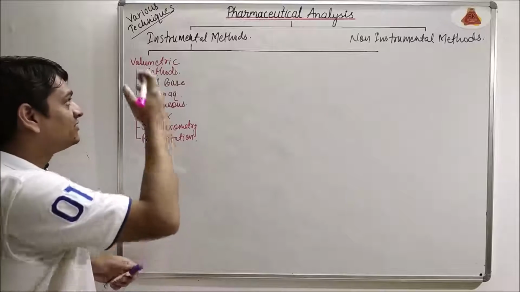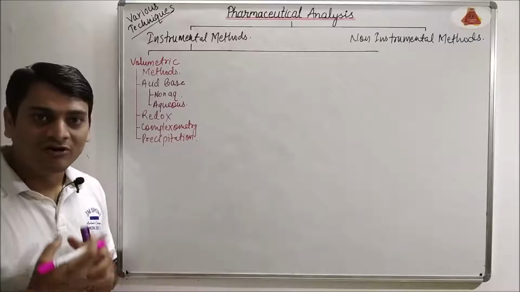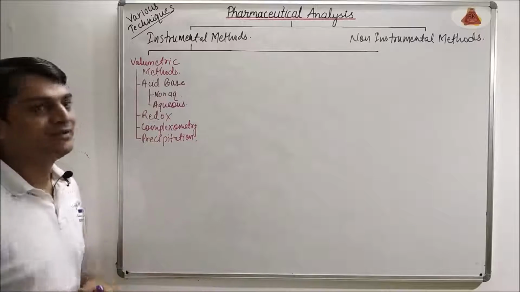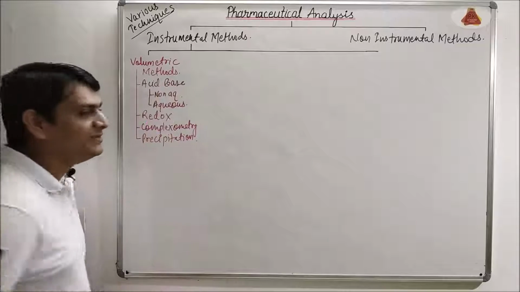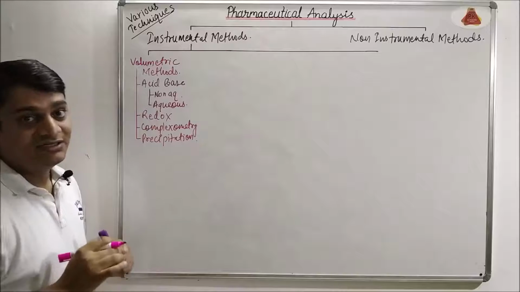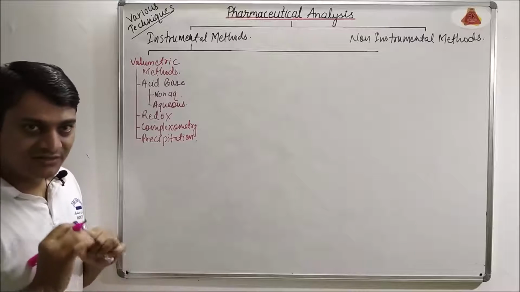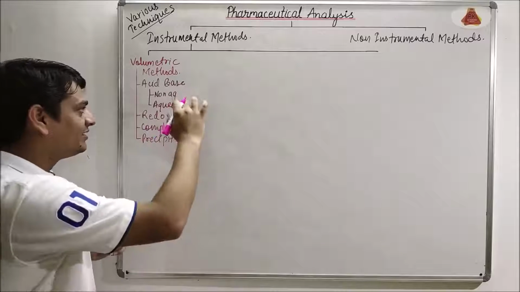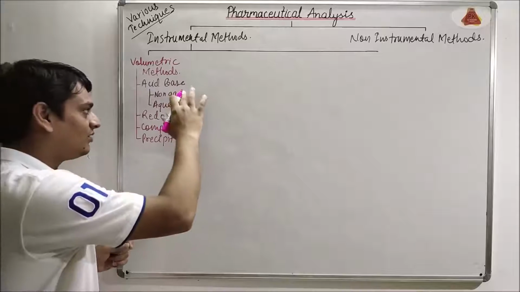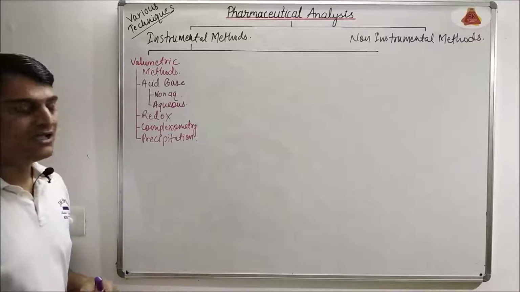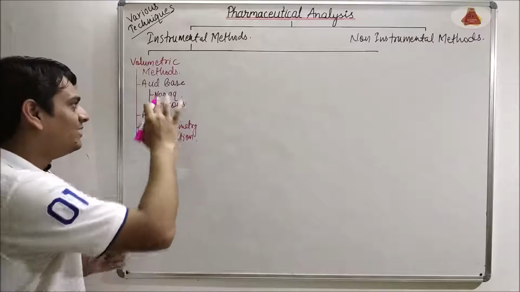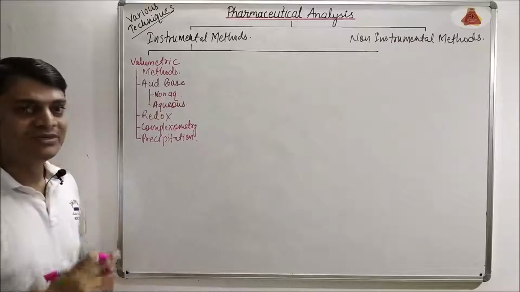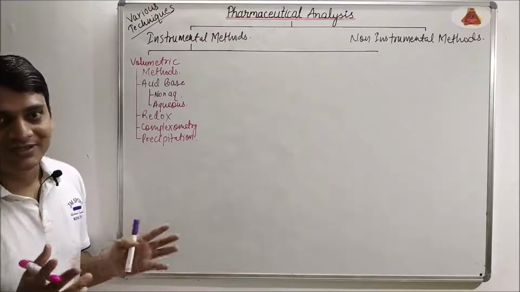As its name suggests, volumetric means volume is involved. This volumetric method is quantitative analysis, and the first one is acid base, means there will be acid and there will be base, means neutralization reaction takes place, and again it is categorized into 2 types. First one is non-aqueous and the second one is aqueous. In aqueous acid base titration, water will be used as a solvent, but in non-aqueous acid base titration, water cannot be used as a solvent.